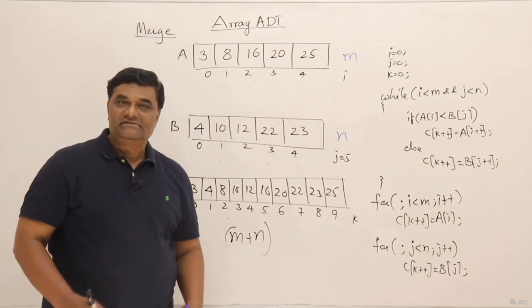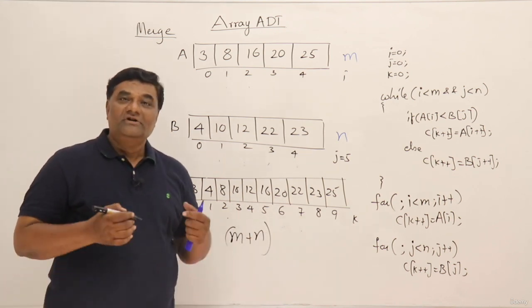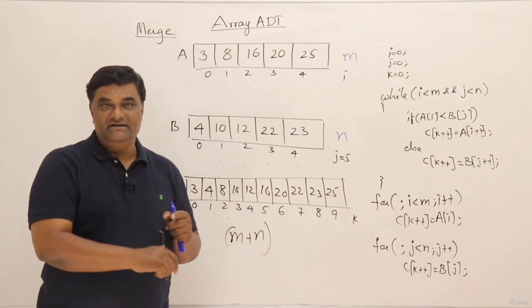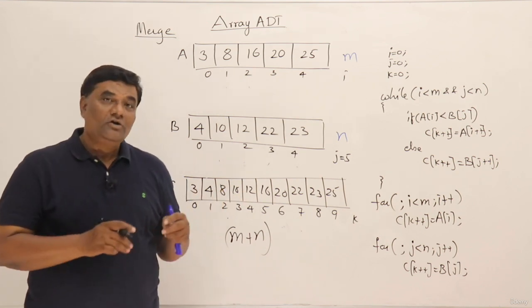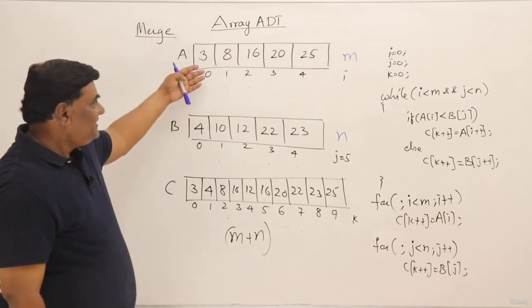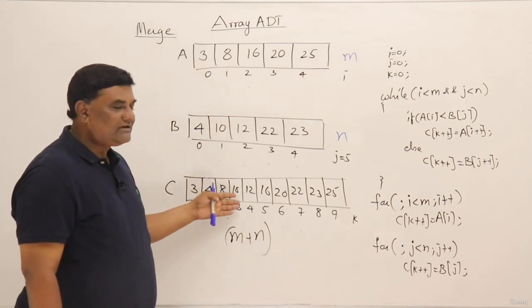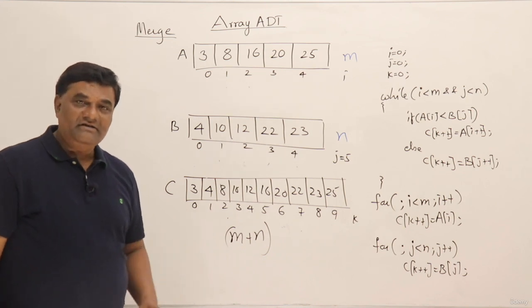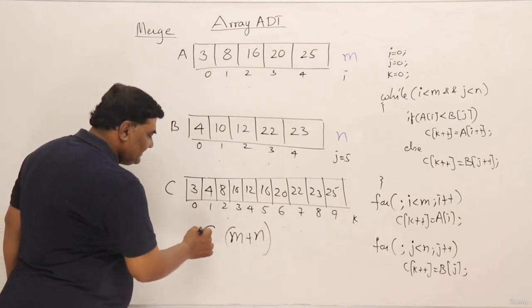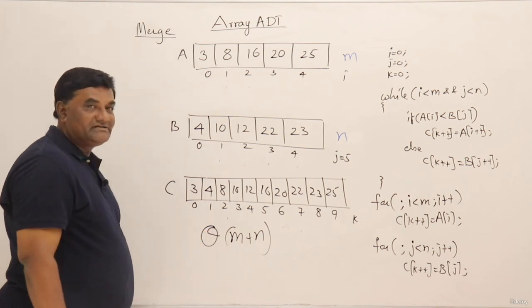Now, analysis. What is the work done? Comparing the elements and copying the elements. Here we prefer copying of elements. So how many elements are copied? m elements from here, n elements from here are copied. So the total time taken is m plus n. So it is written as theta of m plus n.